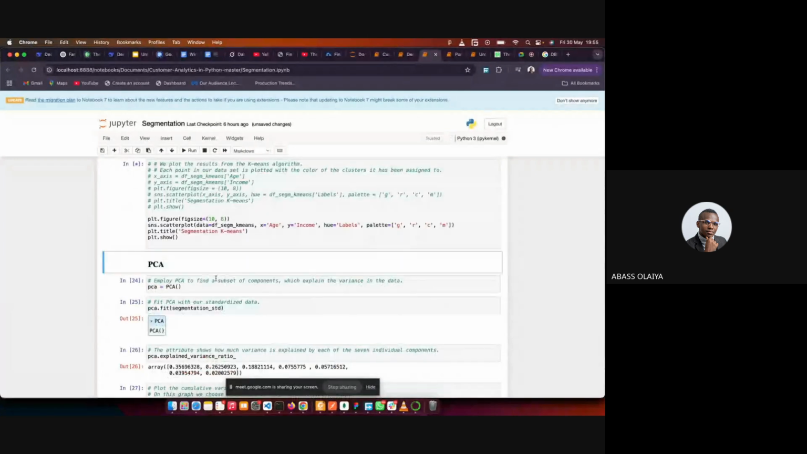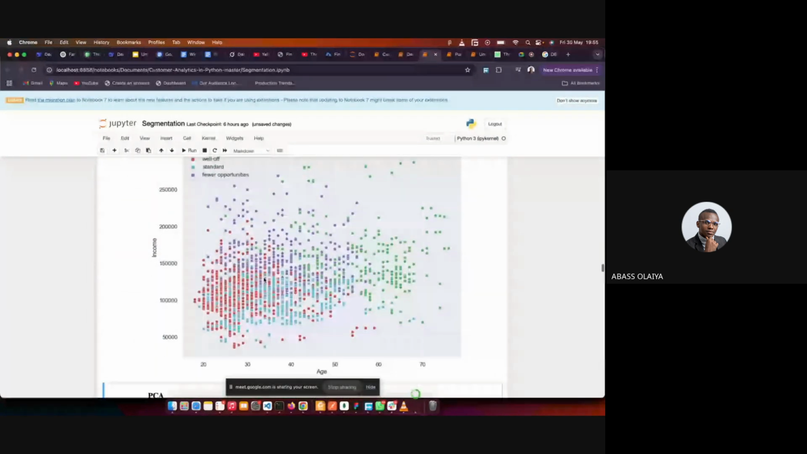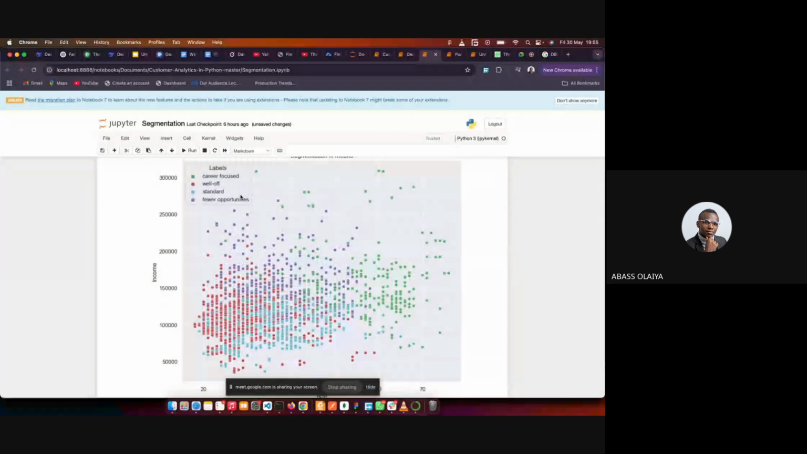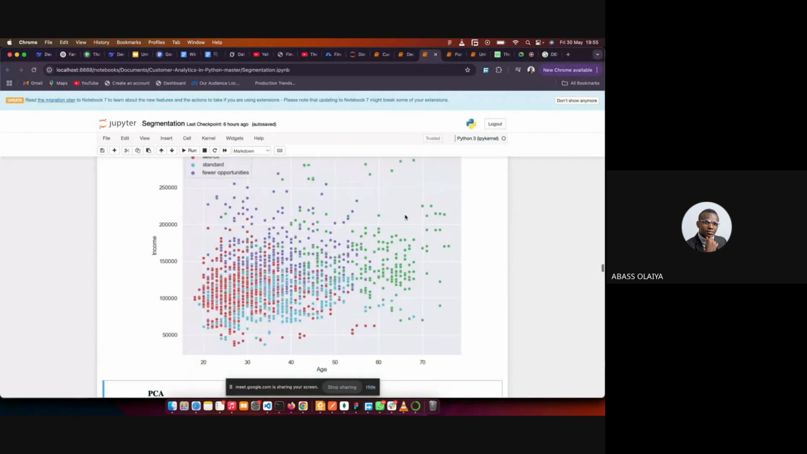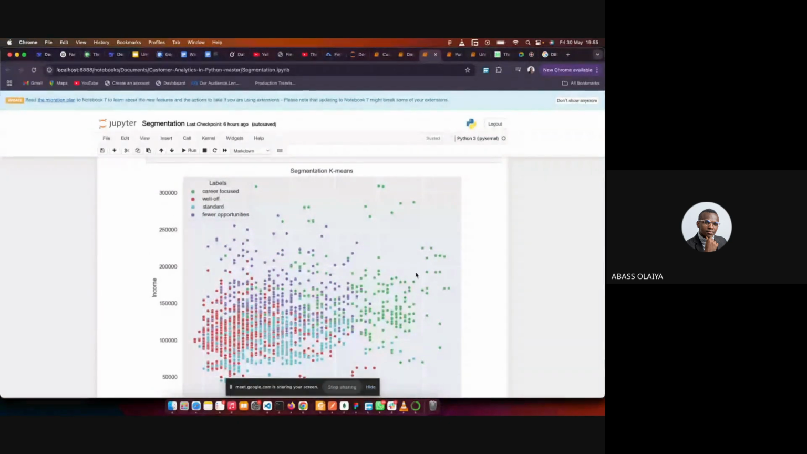Then we did our clustering. What we did here is basically the k-means clustering. We use color to recognize them. If you notice, the well-off are majorly on this side, the standard are scattered around here, the fewer opportunities are around here, and the career focused are around here. If you are using it to check them, you can see the 70 and 70 plus are career focused here. That's what our data is telling us.